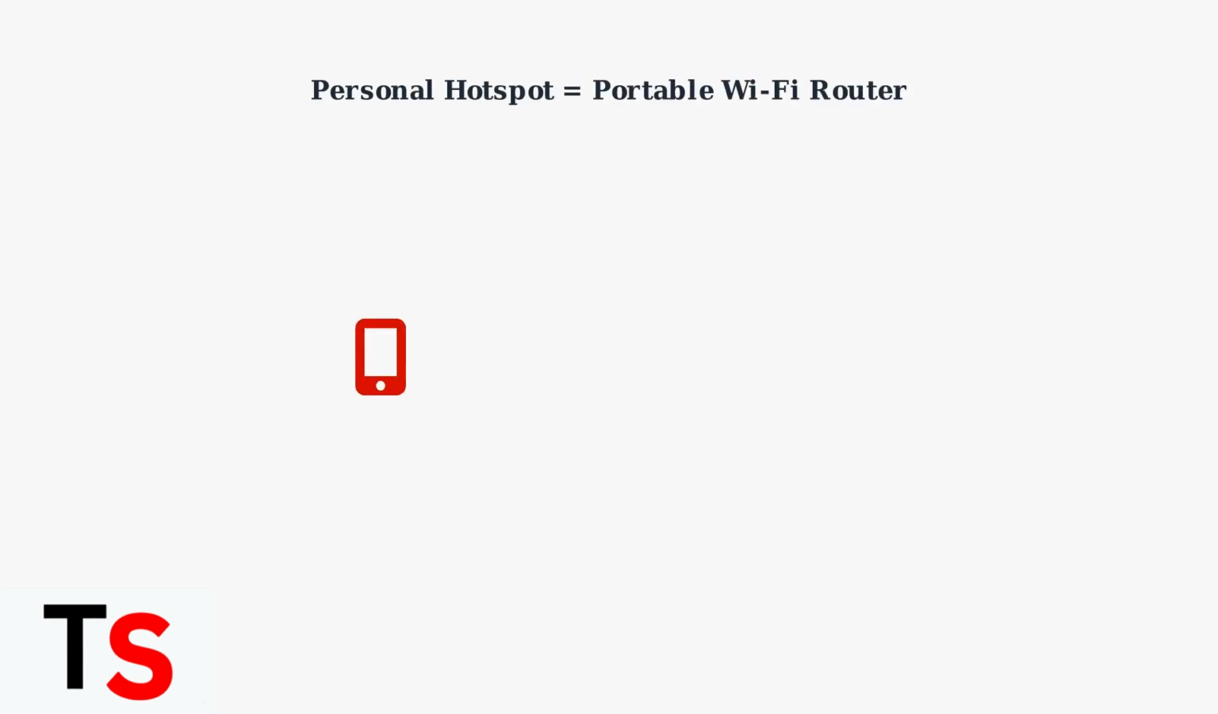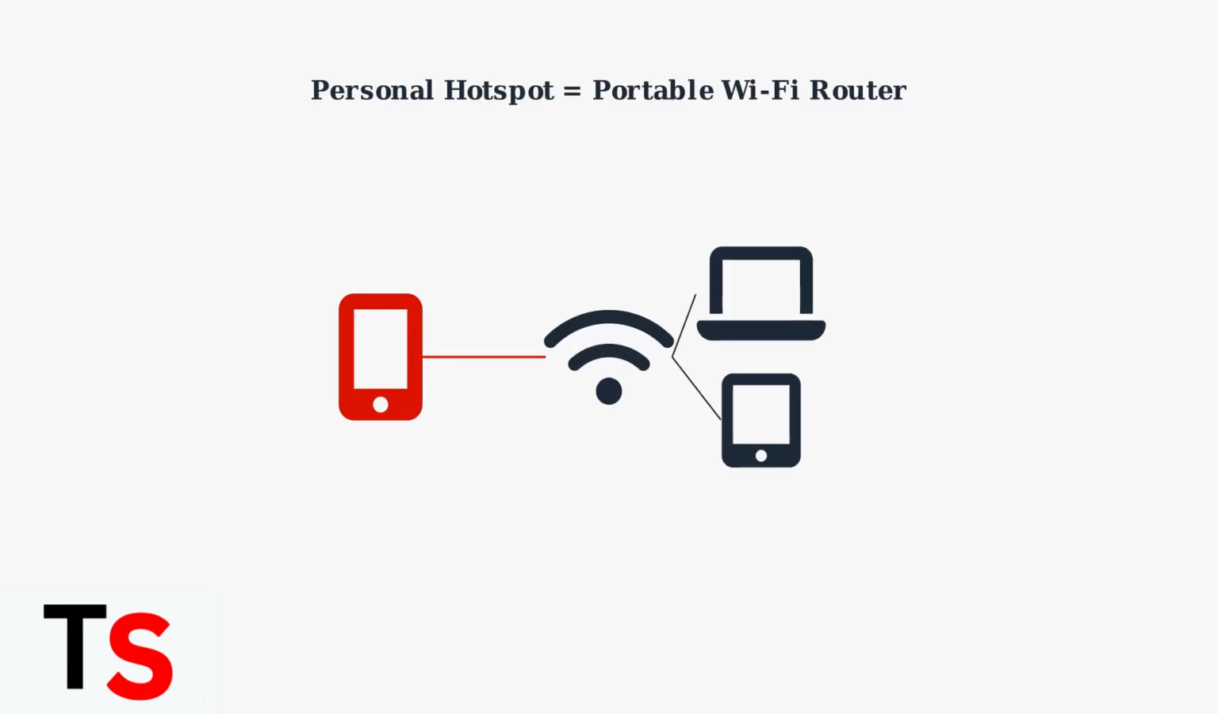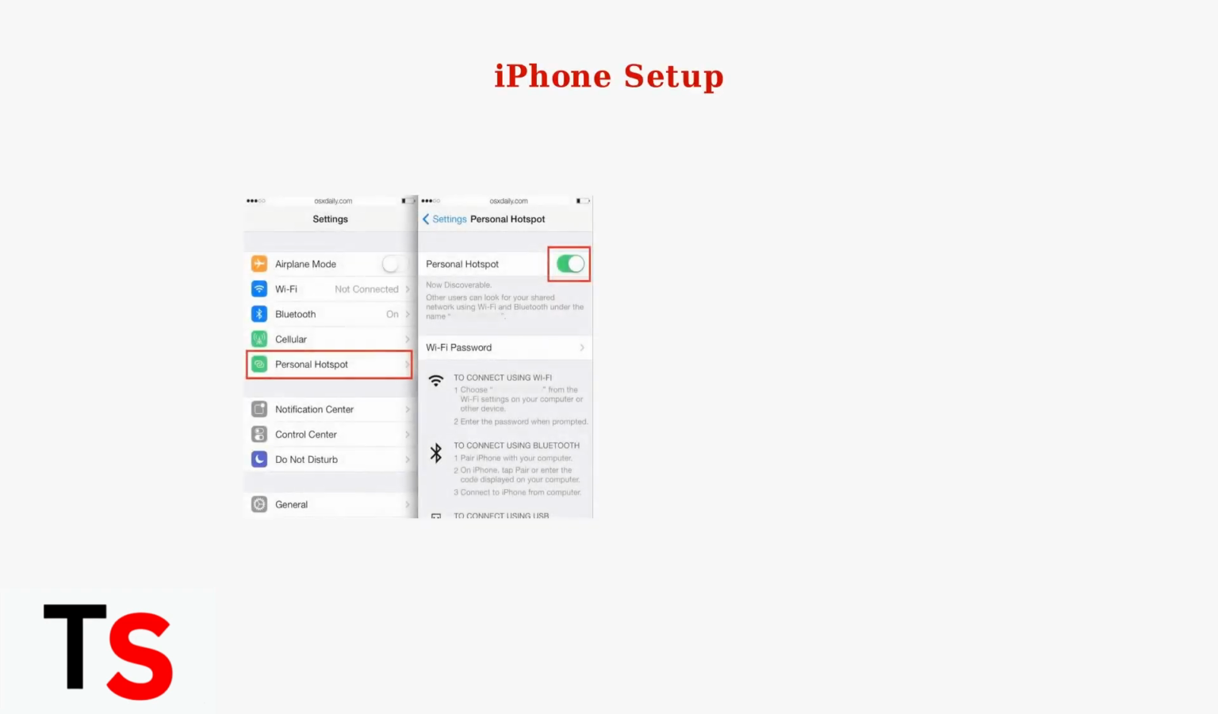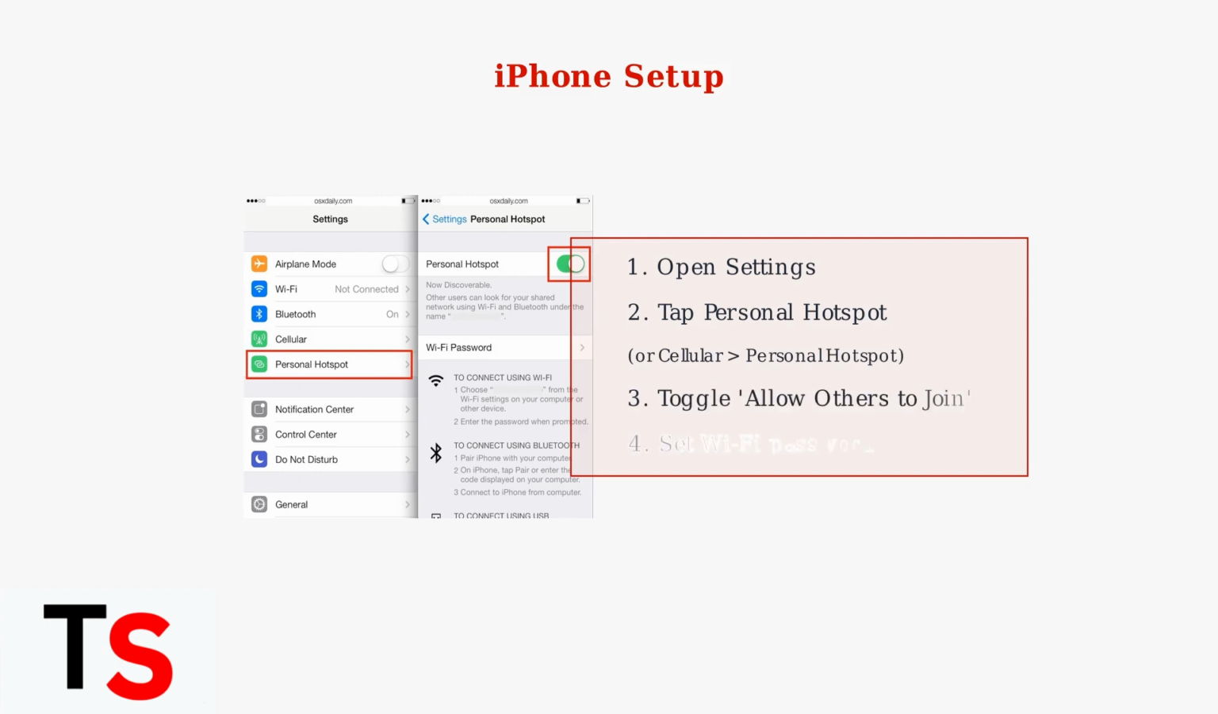Personal Hotspot transforms your Verizon phone into a portable Wi-Fi router, allowing you to share your cellular data connection with other devices like laptops, tablets, and other smartphones. To enable Personal Hotspot on an iPhone, start by opening the Settings app. Navigate to Personal Hotspot, which may also be found under Cellular Settings on some iOS versions.